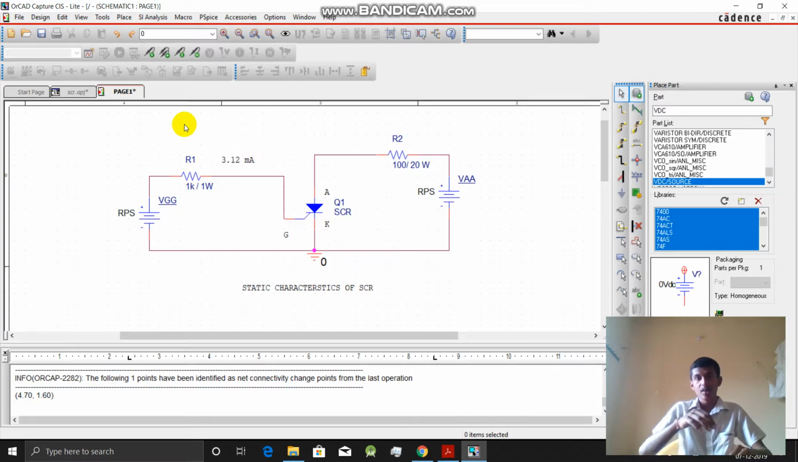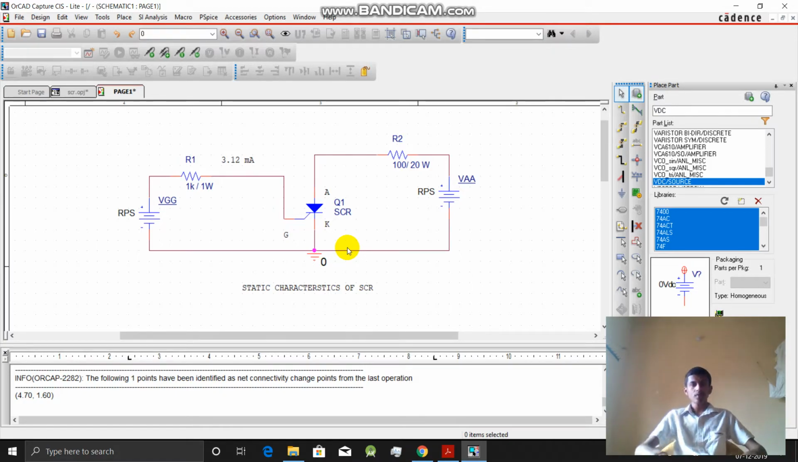Forward blocking state means, though we are connecting the gate current, for a small value of this current, that means IA, the current through the SCR is very small, at that time this SCR will not conduct. So the minimum current that has to flow from anode to the cathode, we are not touching this, this is 3.12 milliamps itself, such that the SCR should be changed from its forward blocking state to the conduction state, on state. On state means after that, when the SCR reaches the on state, if we remove the gate also, it will conduct itself.